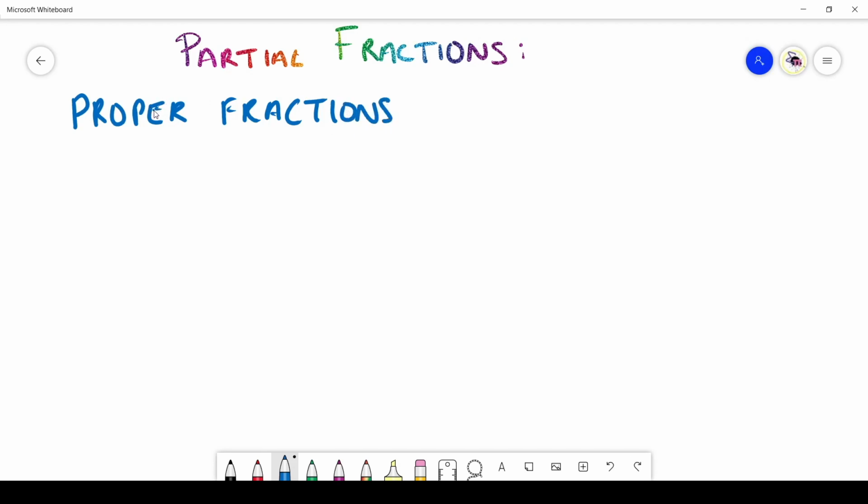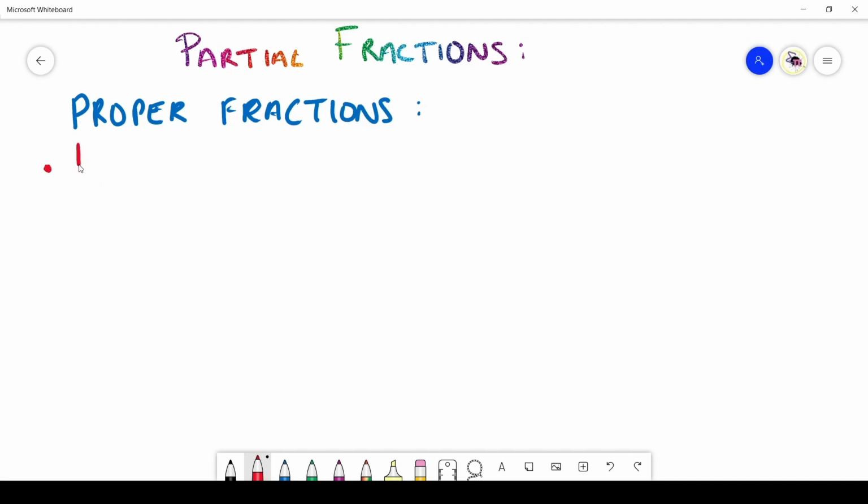All right, forgive me if my writing is a bit blotchier than usual. I'm using a different graphic tablet here, and it's taking a while to get used to. All right, so in proper fractions, you guys will be actually dealing with 4 different types.